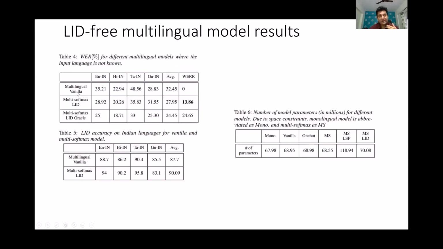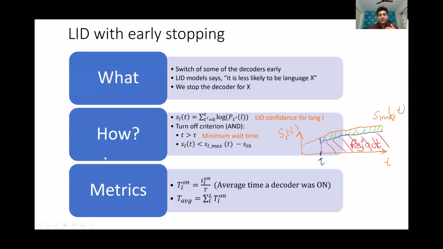Comparing the results, the multi-softmax model, which is an LID-free model, shows 13.86% averaged word error rate improvement compared to the multilingual vanilla model. And also the proposed model has improved LID accuracy, or the ability to detect the language. So one challenge with the proposed model is that 4 different decoders, or multiple beam search decodings, are running in parallel during the evaluation, which increases the inference cost. So we propose early stopping to reduce that inference cost.